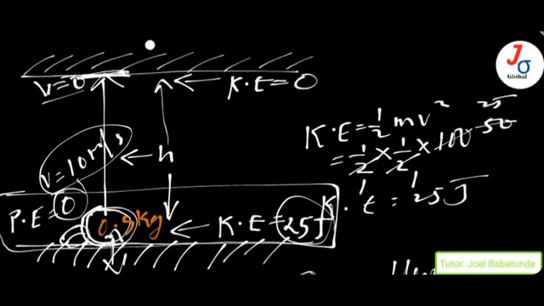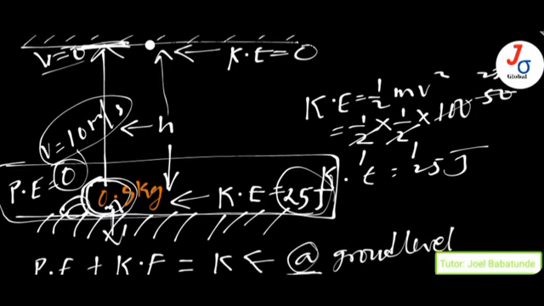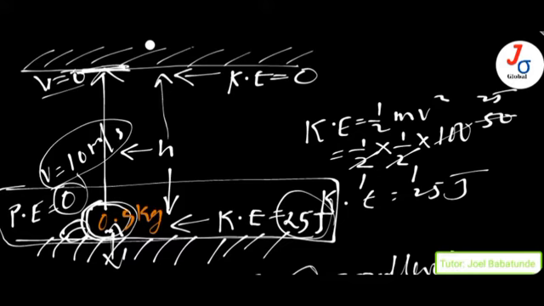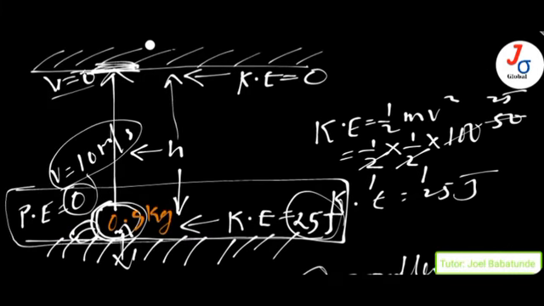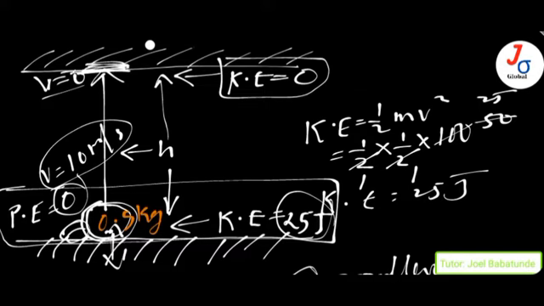That means at any point in this problem, the sum of the potential energy plus the kinetic energy must be equal to 25 joules. That's what that law is saying. Now, we are asked to calculate the potential energy at the top. At the top, kinetic energy is already 0. So we have to look for the potential energy.